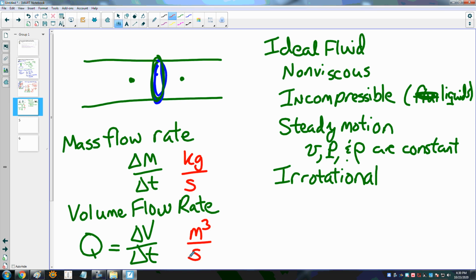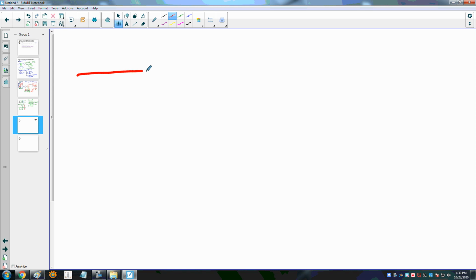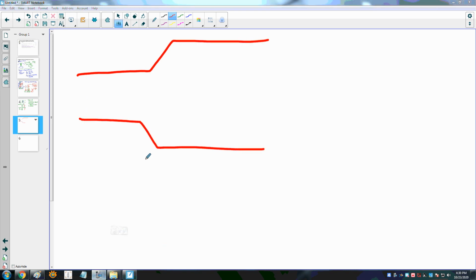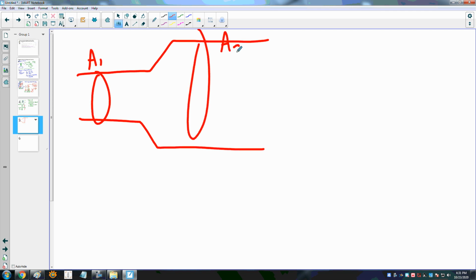Often when you're working with flow rates, dimensional analysis is your friend. You can use dimensional analysis to think about what is the flow rate at a particular point. Now, the volume flow rate, because we're dealing with an ideal fluid that is non-viscous, incompressible, steady motion, and irrotational, especially the steady motion, we can say then that in a fluid that travels in a pipe, let me show you an example of a pipe here. So imagine that I have a pipe that has a cross-sectional area here. I'll call this A1, and then that pipe gets bigger. So this is going to be A2, and A2 is just bigger than A1.